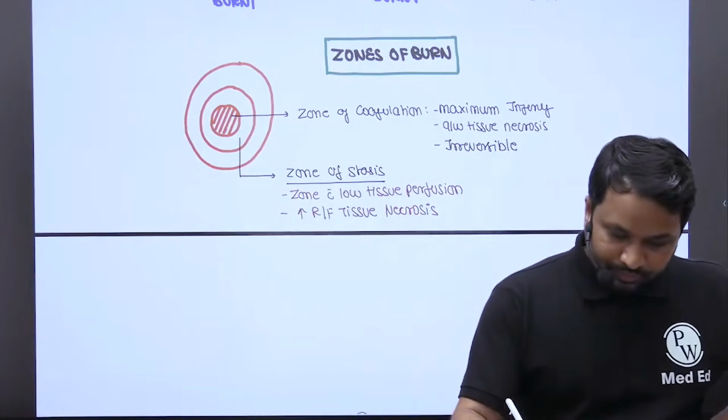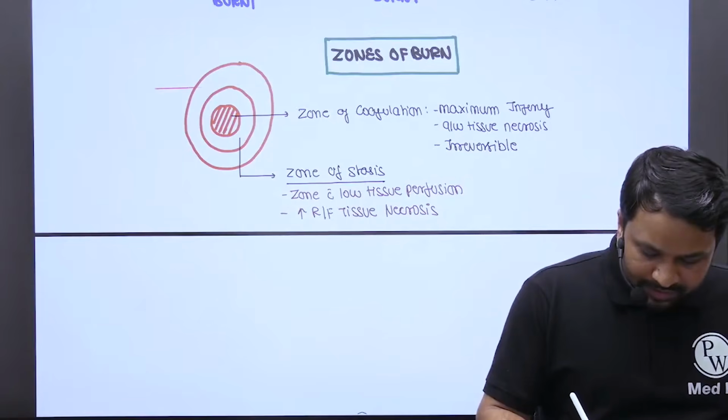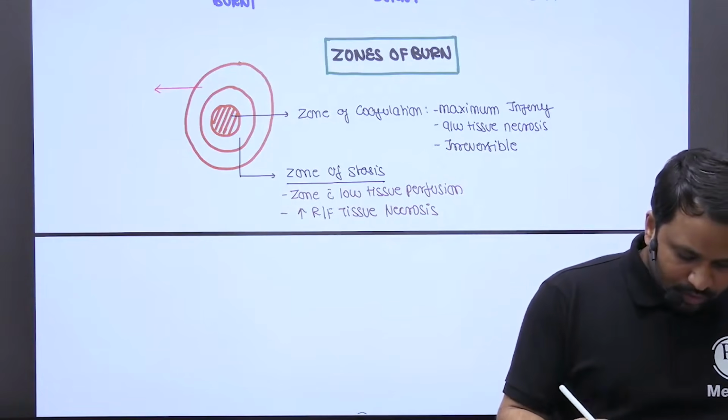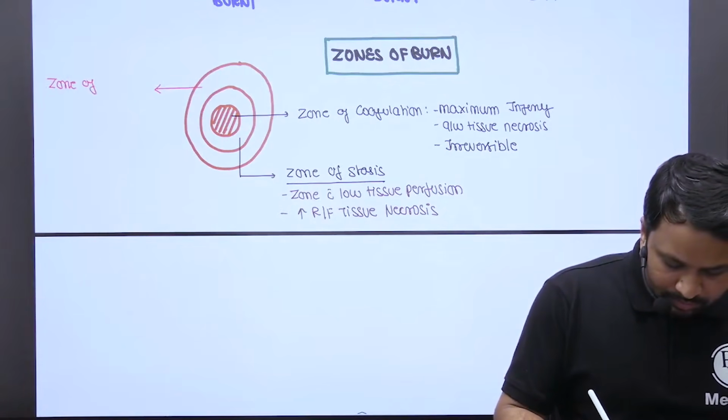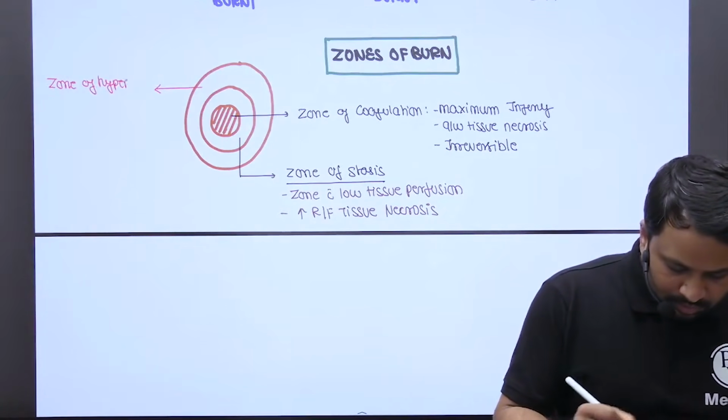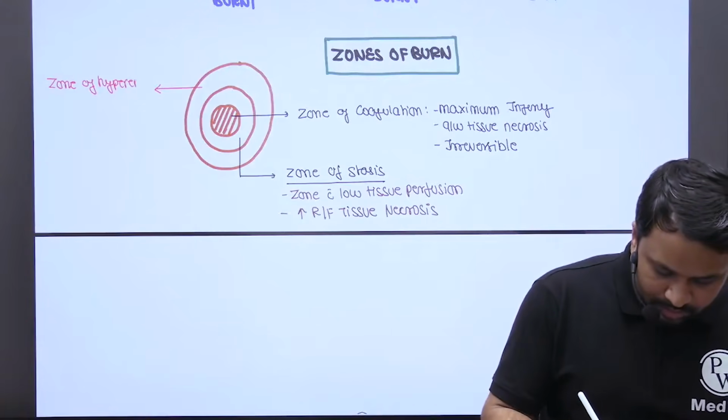Okay? And the last one that you have is the peripheral zone. The peripheral zone is what we call the zone of hyperemia.